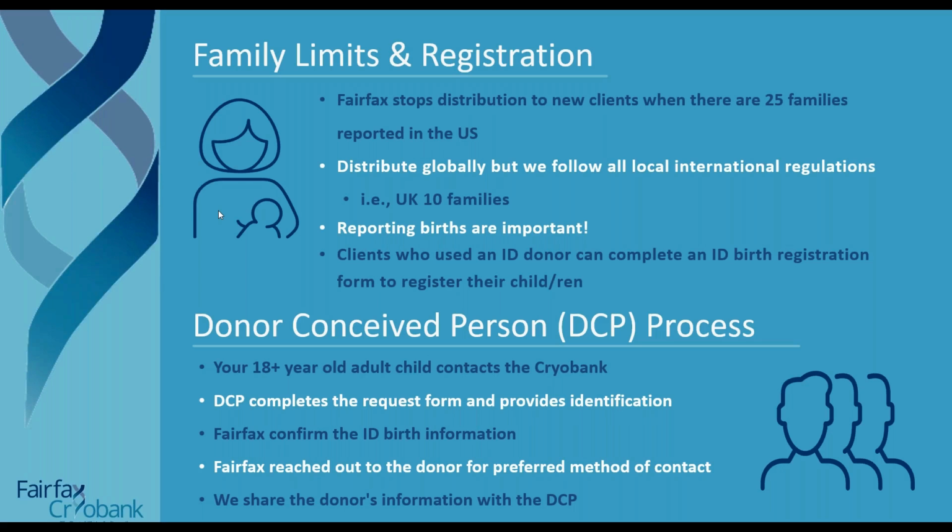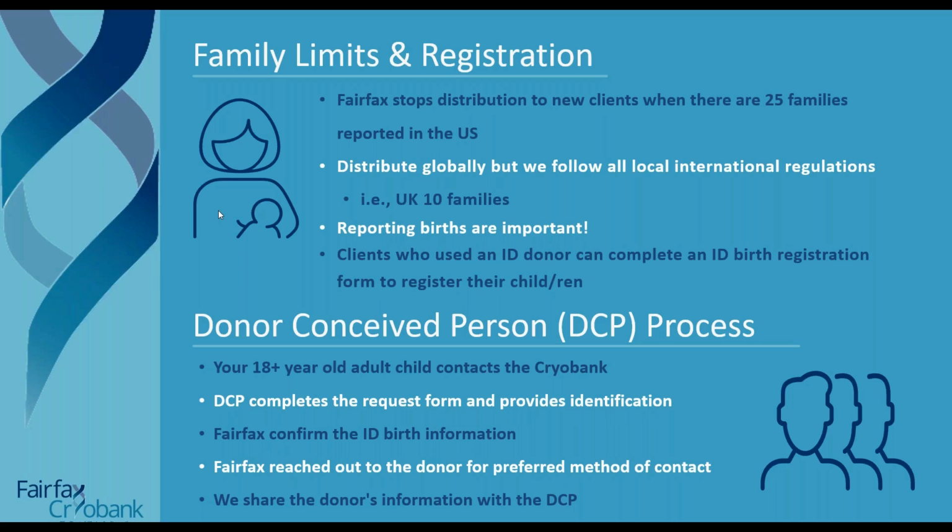For example, in the UK, there's a 10 family limit. So family slots are counted there. We recommend and require in our terms of use letter to report births to us. That way we are able to track accurately and have the best information. Clients who use an ID donor can also complete the ID birth registration so that their child can then come back and ask us for their donor's identifying information once they're 18.